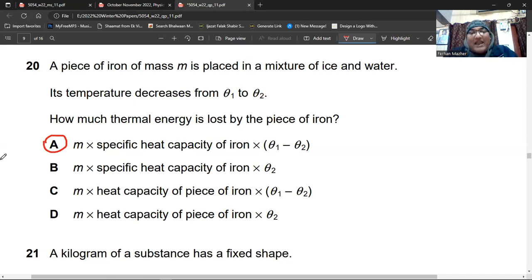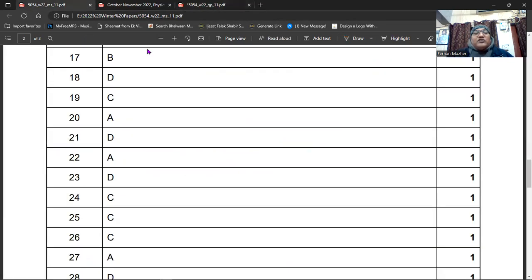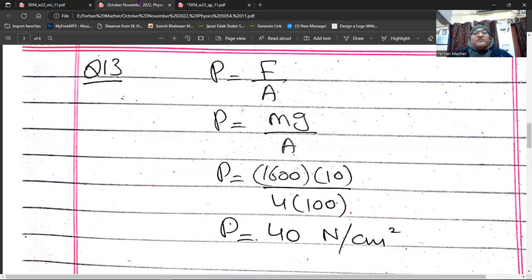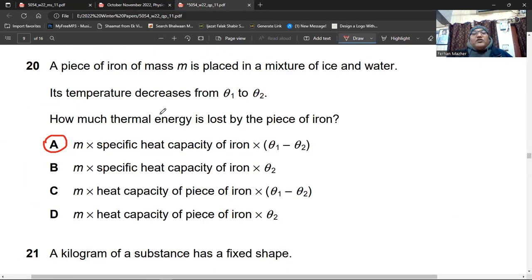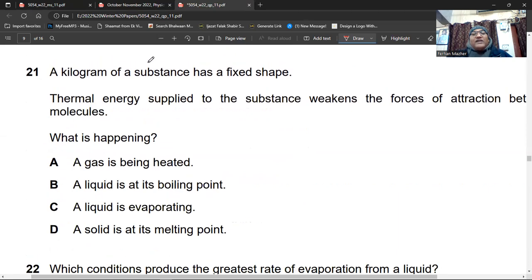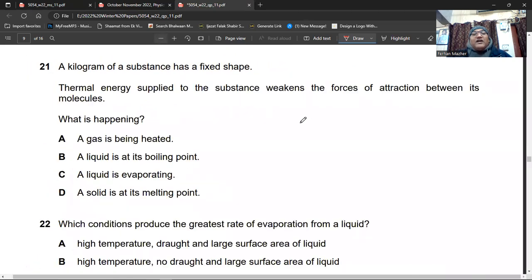Let's check B. Mass multiplied by specific heat capacity multiplied by theta. Here he has not taken the change in the temperature, so that's wrong. Mass into the heat capacity of the piece. We don't take the heat capacity, we take the specific heat capacity in this formula. So I think A is the best option. Question number 20, A is the right option, sir. So I hope you understand. So we have question number 21.